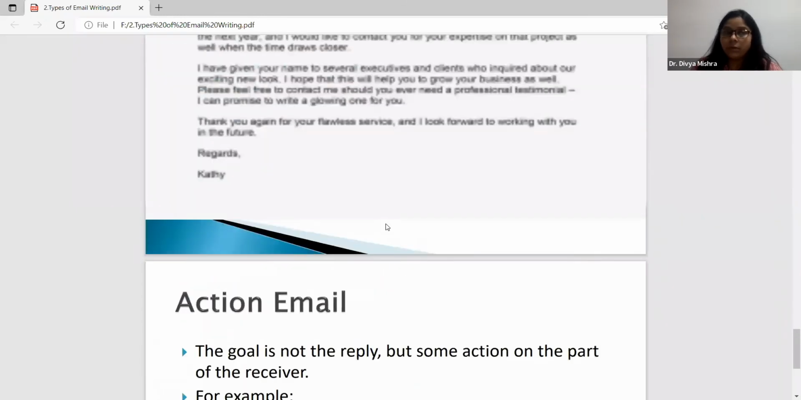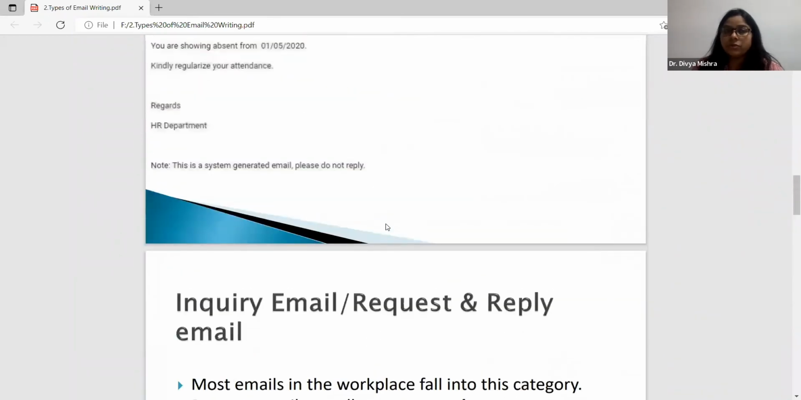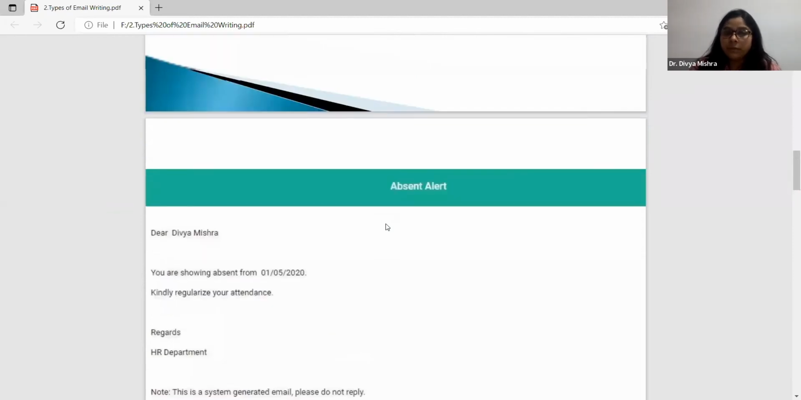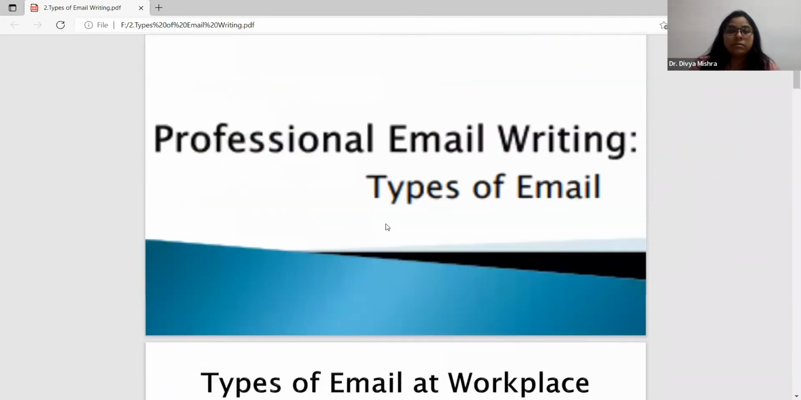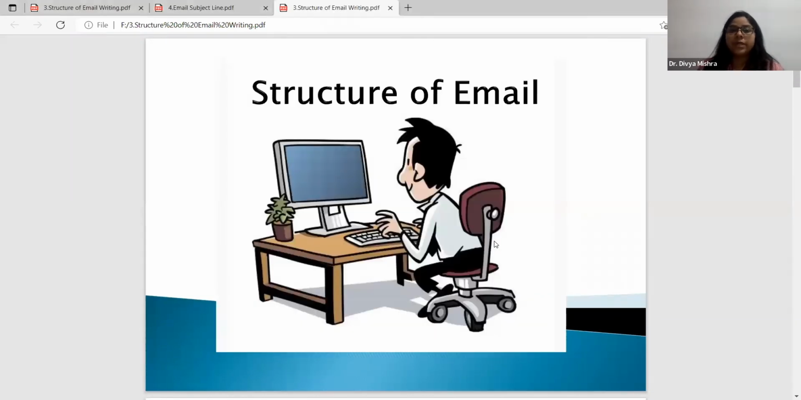Okay, that's all about types of email. Let me talk about the most important part, that is the structure of email and how to draft a particular message. Because when we talk about email writing, then subject, salutation, the main body, and the last complimentary close is very important, plays a vital role. You may not know how to write a clear subject, what should be the subject of the email and how to write it professionally. So these are the things we are going to discuss in the next few minutes. So structure of email is very important.